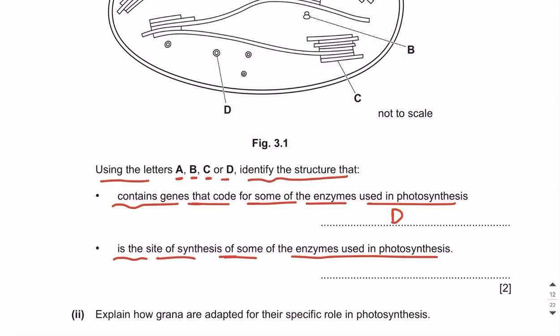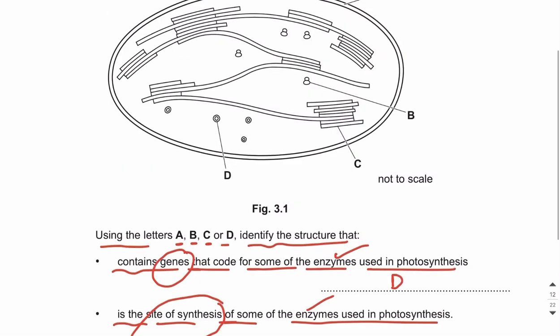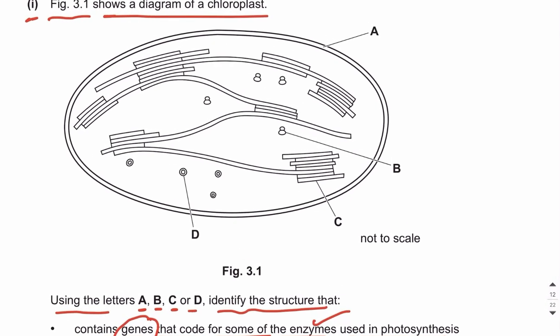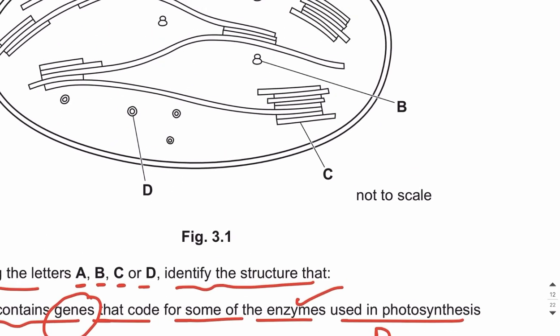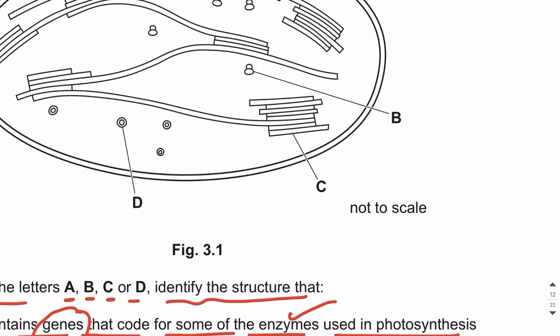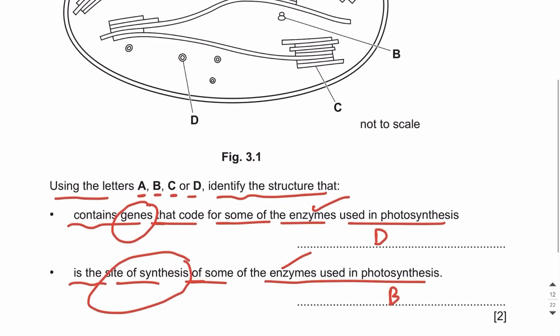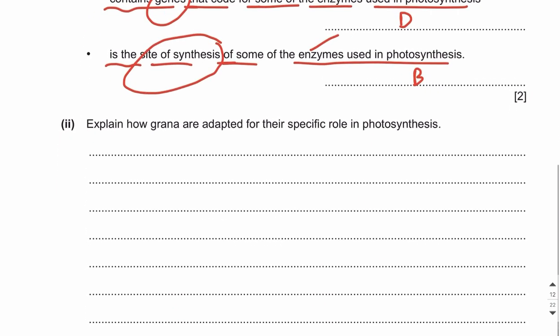Alright, what is the site of synthesis of some of the enzymes used in photosynthesis? So guys, the first statement was regarding the genes that code for the enzymes used in photosynthesis. The second one is the site of synthesis of some enzymes used in photosynthesis. So you need to know that the enzymes are proteins, and proteins are synthesized in 70S ribosomes in the chloroplast. So guys, B is the answer for this, because B is the 70S ribosomes, which are the sites of protein synthesis or the sites of enzyme synthesis in chloroplast. Let's move on to part 2.